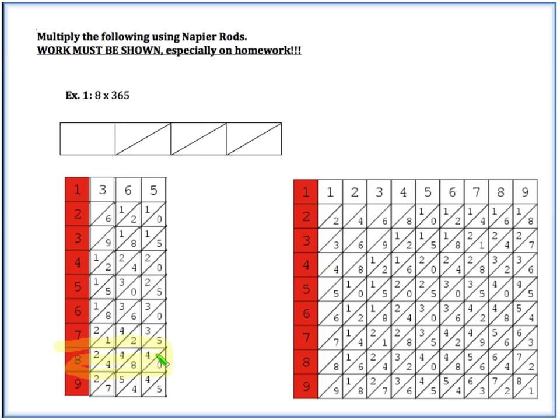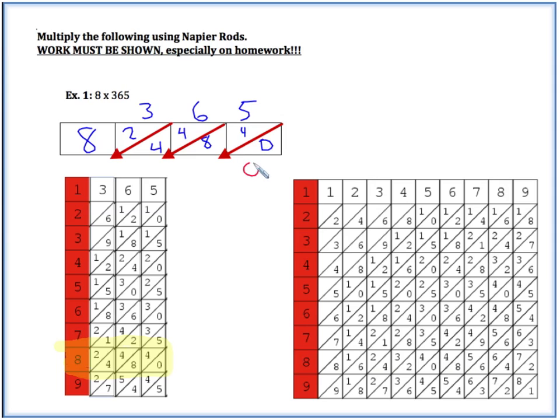and looking at the resulting row. That's really what we're doing here. We took an index of 8, and then we took our rods for 3, 6, and 5, and we have our answers to the multiplication right here that we're just going to copy down. So we have 2, 4, 4, 8, and 4, 0. The resulting answer is found by adding along these diagonals, like we did in the galley method, and then carrying the tens to the next diagonal.